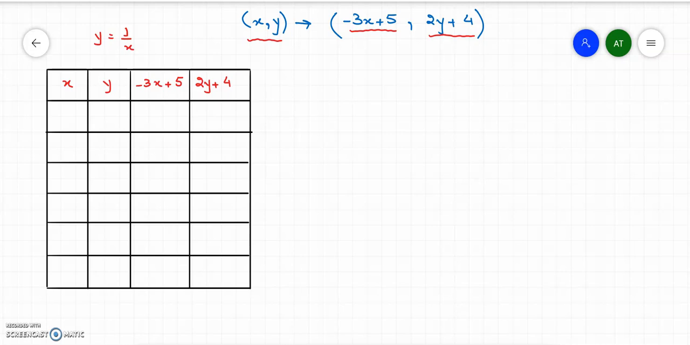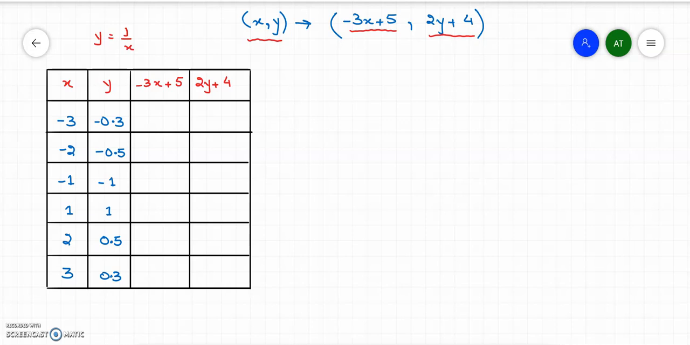Okay, so let me fix some x values. I would like to fix x equals negative 3, negative 2, negative 1, 1, 2, and 3. And let me find out the y values. When x is negative 3, the y would be 1 by negative 3, so that would be minus 0.3. When x is negative 2, the y is negative 1 by 2, that is negative 0.5. When x is negative 1, y is 1 by minus 1, that would be equal to minus 1. When x is 1, y is 1 by 1, that is 1. When x is 2, y is 1 by 2, that is 0.5, and when x is 3, the y is 1 by 3, that is 0.3.